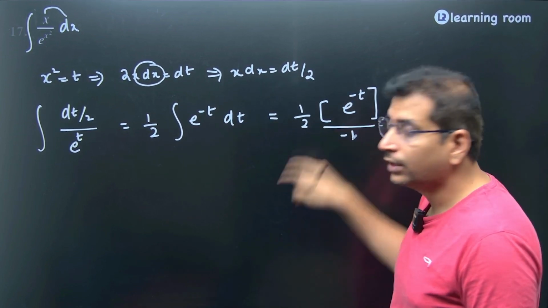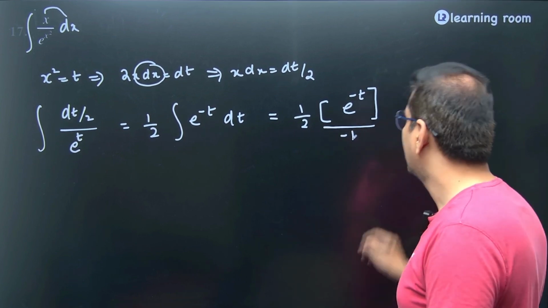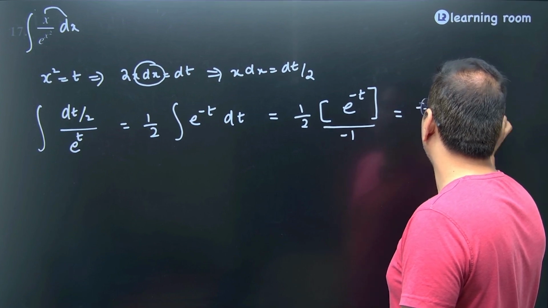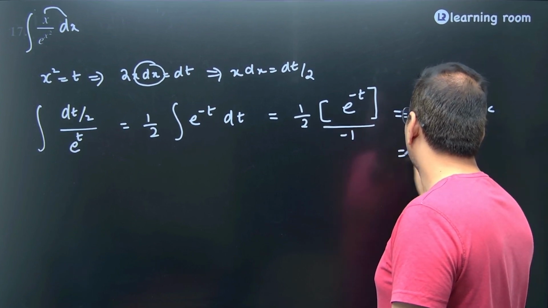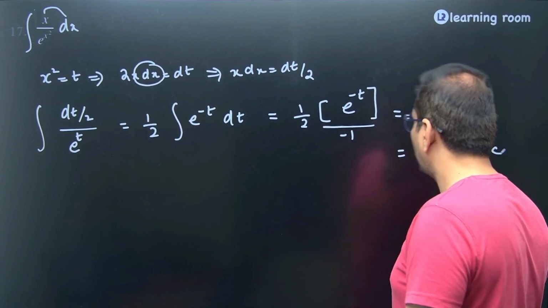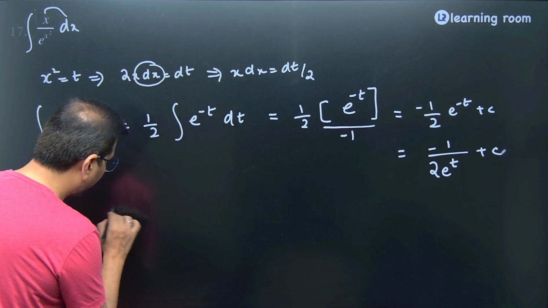The coefficient of t in this case is minus 1. So you need to put that minus 1 in the denominator. So the final answer will be minus half of e power minus t plus c, or this can also be written as minus 1 divided by 2 times e power t plus c. Both are correct. Okay. So we need to substitute back the value of t.